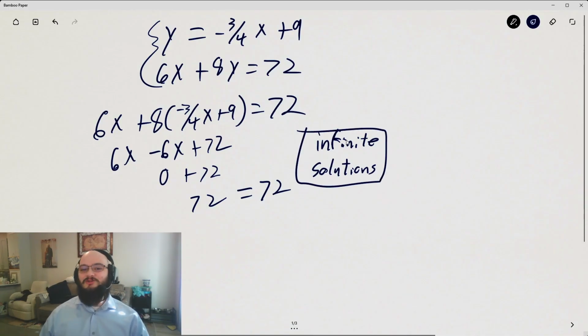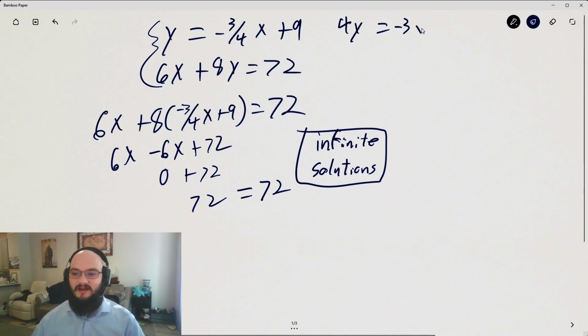One quick way that you can see if something has infinite solutions is if these two equations can be made to be the exact same thing. Let me show you what that looks like. We're going to take this entire equation and multiply it by 4, so we get rid of this denominator. So we have 4y is equal to negative 3x plus 36. Then we're going to take this entire equation and divide it by 2, because 2 is a common factor that I can factor out of everything. So this is now 3x plus 4y is equal to 36.